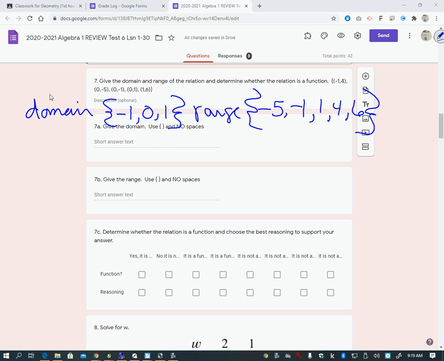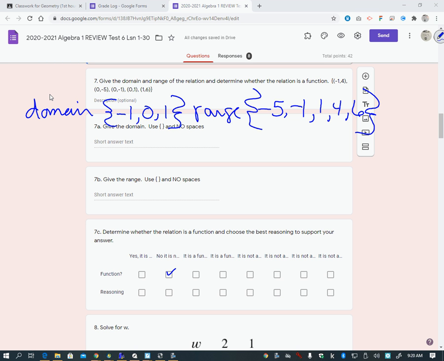Is this a function? No, it's not. Can you tell me why it's not a function? This is important. Do you know? There's more than one what? More than one input? No. Doesn't have an output? No.